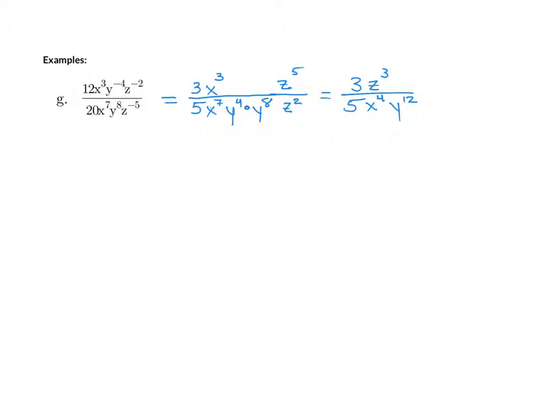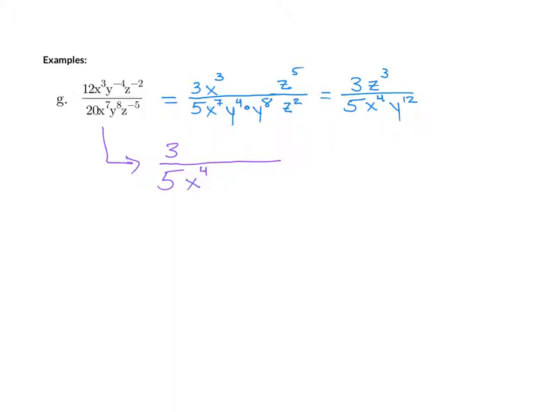So what we're going to do is, again, I'm going to start off with my 12 and 20. Divide them both by 4. I get 3 and 5. So for my x's, I do know that 7 is larger than 3. That one we're okay with. We can just do x to the 7 minus 3, which is 4.